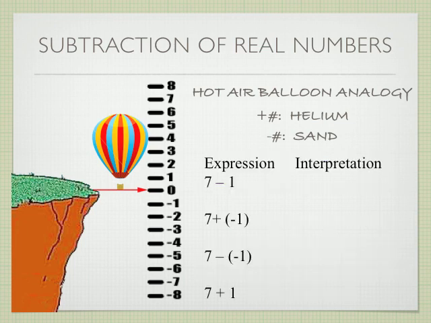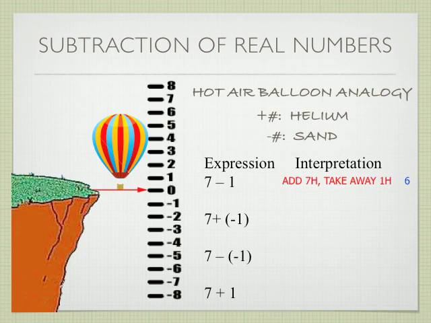For example, I know that we can do these problems pretty easily, but let's just think of what they mean in terms of the hot air balloon. The first expression, that 7 means 7 bags of helium. And then I take away a bag of helium, because I'm taking away a positive number. So if I add 7 bags of helium and then take away 1 bag of helium, my balloon only goes 6 feet above the cliff.